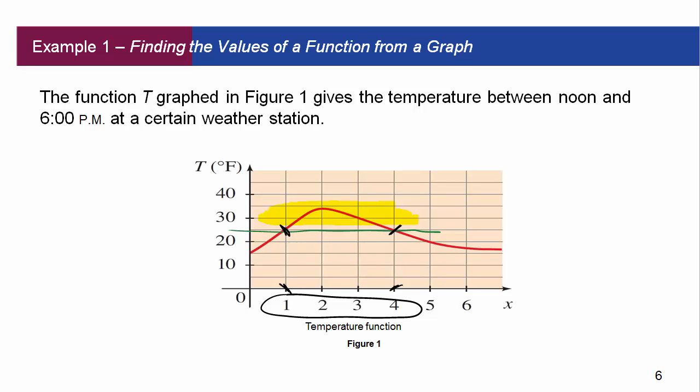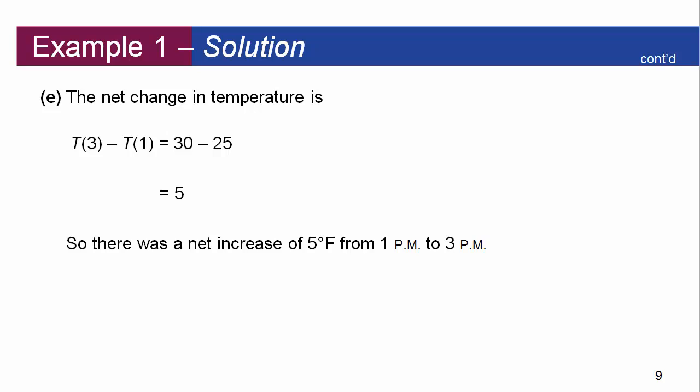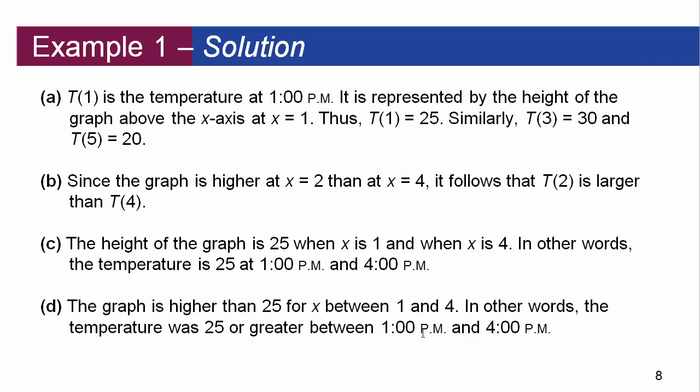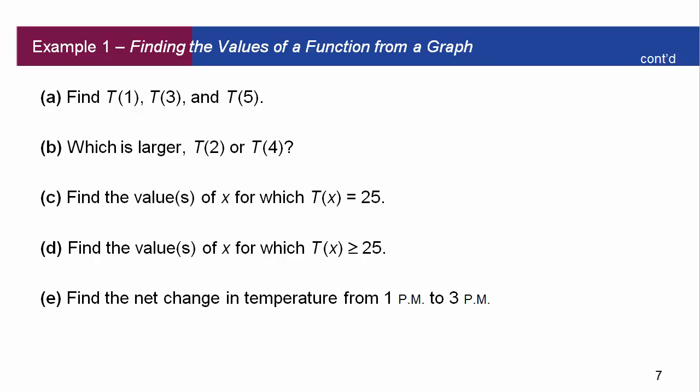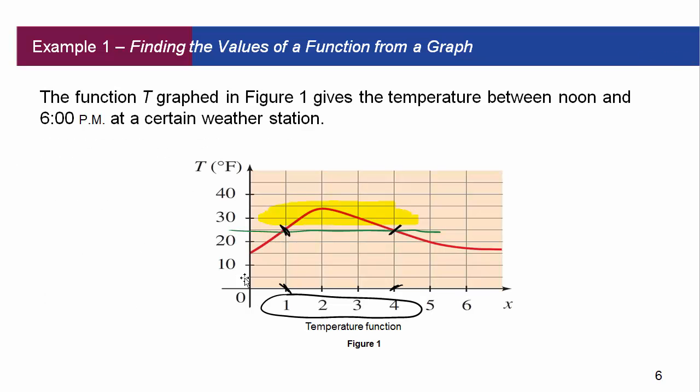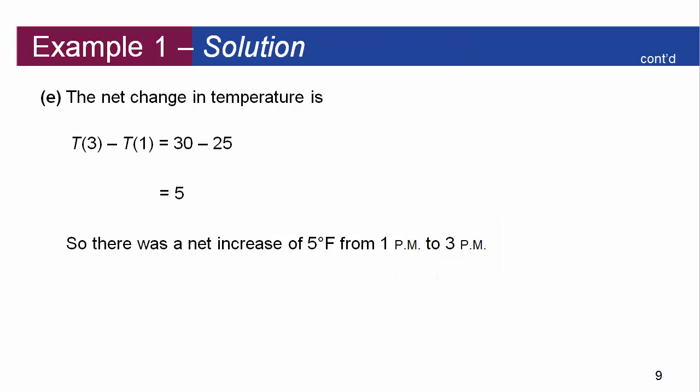Right? These are pretty simple questions. They can get more difficult. All right, the last question they had was, what's the net change in temperature from 1 to 3? Right? They want to know going from 1 to 3 right here. Well, if you look at the graph, at 1, we have 25. At 3, we're up here at 30. Right? And so net change is basically just change in y's. So 30 minus 25 is 5.